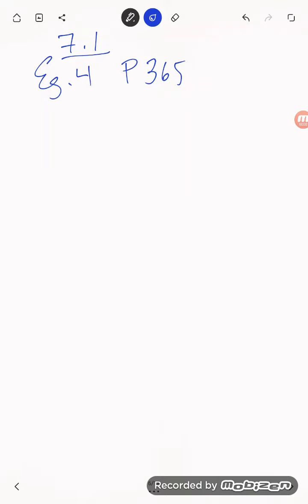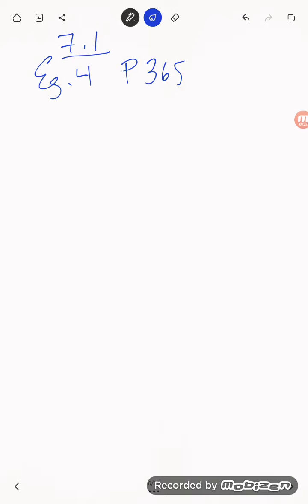All right, so to wrap up 7.1, I just want to go over example 4 on page 365 of your textbook. And it's basically doing an application of an addition of vectors, but with Cartesian vectors instead of geometric vectors, as we did in chapter 6.